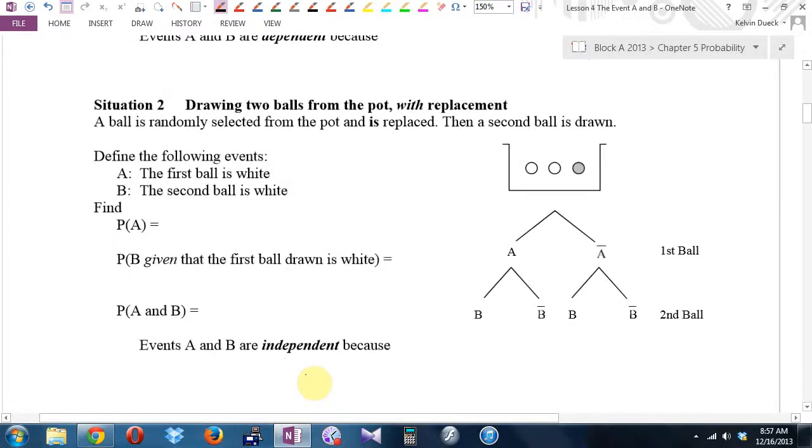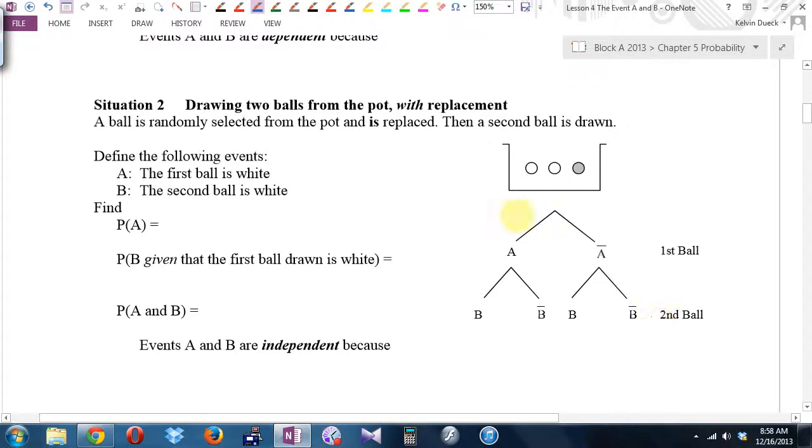Situation 2. What's the difference between situation 1 and situation 2, Cole? Read very carefully. There's one key word. In situation 2, after you pick a ball, you're putting it back in the pot. And we're going to define the same 2 events. The first ball is white, event A, event B, the second ball is white. And we're going to do a tree again. So we have A, not A, B, not B, B, not B.